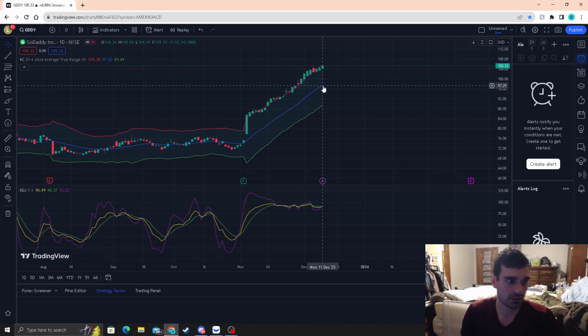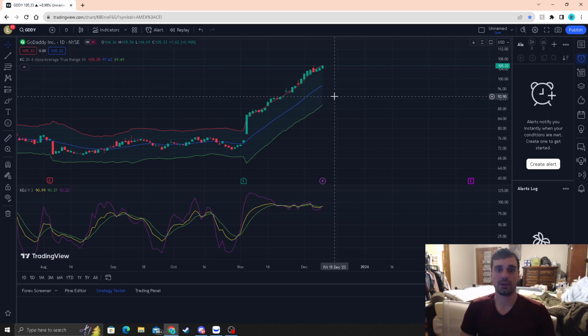The higher the number on that yellow, which is your K. They call it the KDJ because you have three lines. K is your yellow, the D is your green, and the J is your purple. So 90.99 is your K. The higher the number, the more overbought it is. Okay, so now we got the two indicators. Let's do exactly how we use this strat.